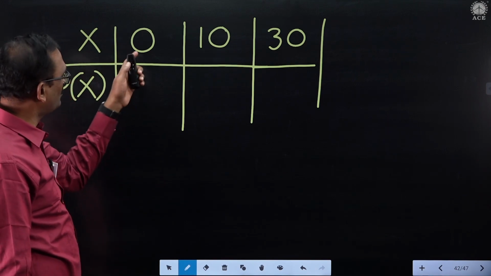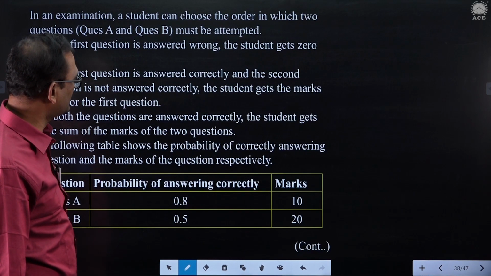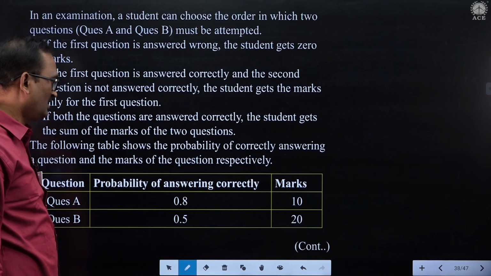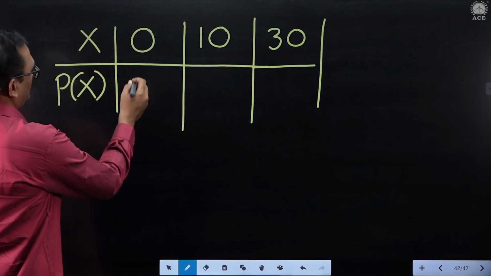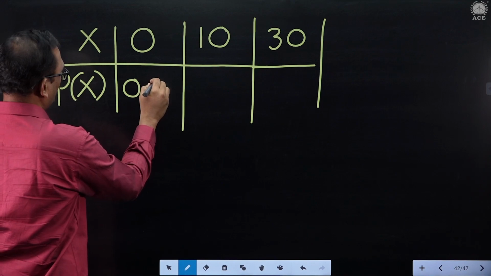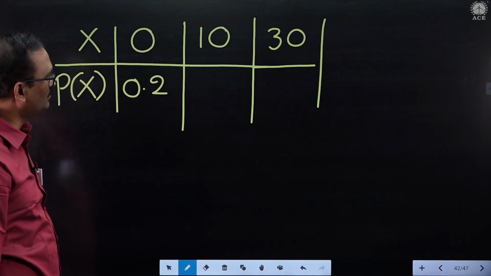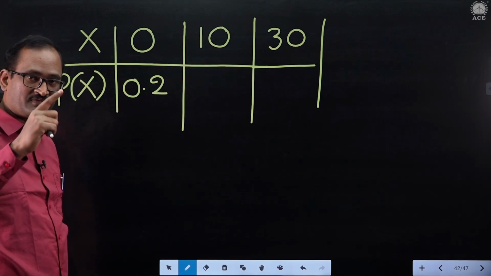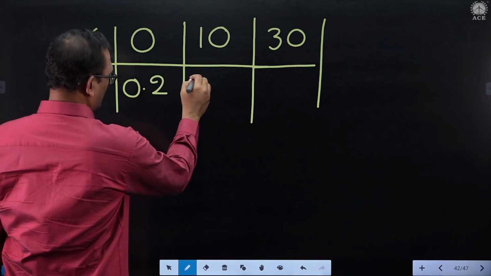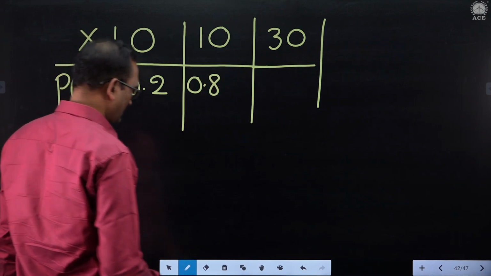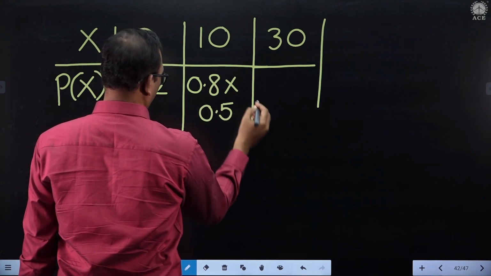Now, this is x, not y: probability of student scoring 0 marks. Probability of scoring 0 marks means the first question is wrong. Correctly answered is 0.8, wrongly answered is 0.2, so the probability is 0.2. Student gets 10 marks means the first question is correct and second is wrong. Probability of first question correct is 0.8 and second is wrong, 0.5.